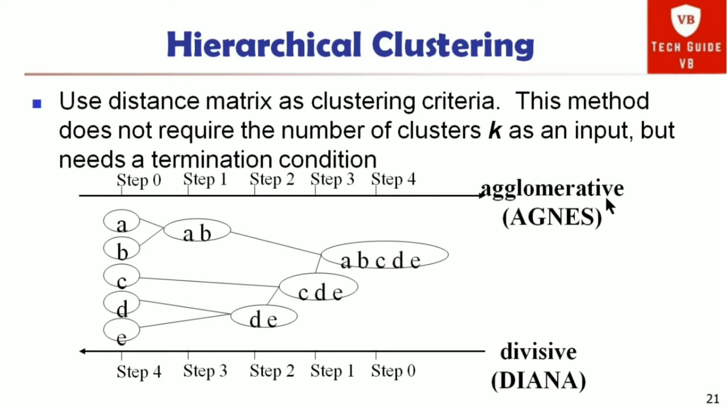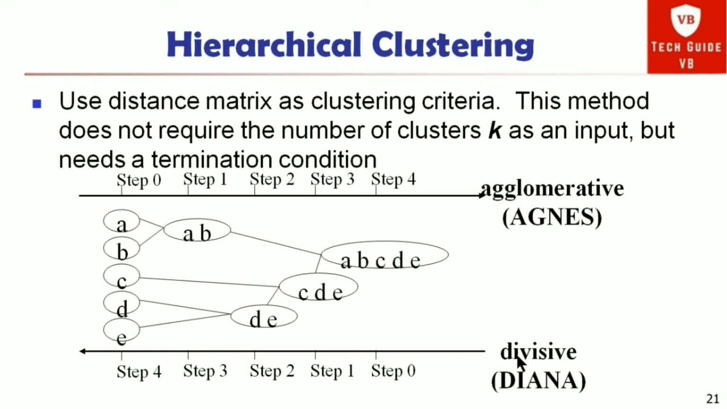There are different steps in hierarchical clustering: step 0, step 1, step 2, step 3, step 4. In agglomerative, that is AGNES, and in divisive, that is DIANA, the flow is different. The forward flow is there in the agglomerative method, and the backward flow is there in the divisive method. So these are two different methods in hierarchical clustering.